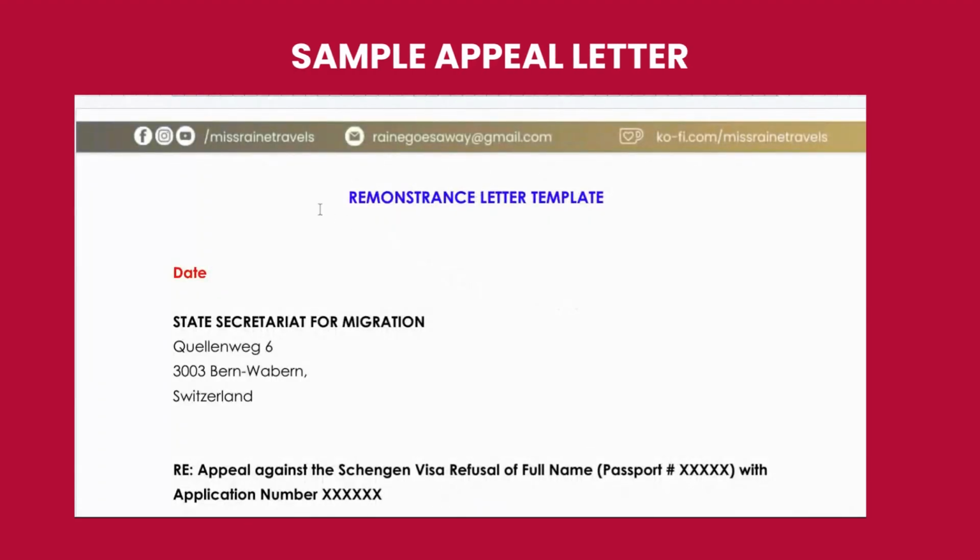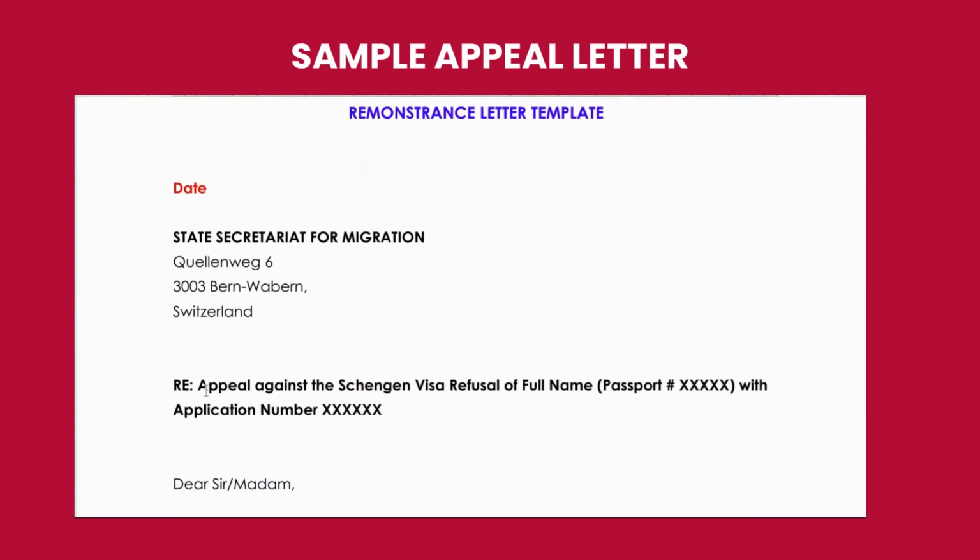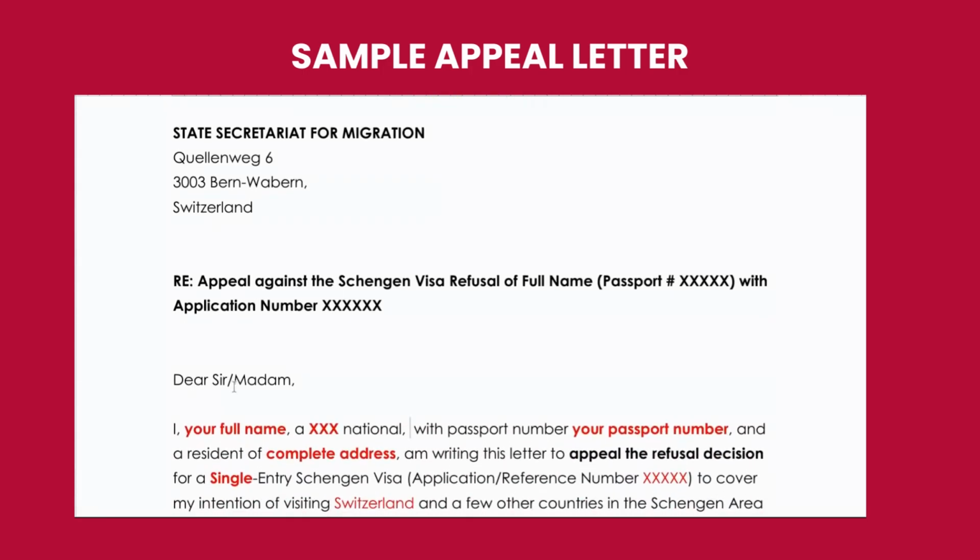This is the remonstrance letter template, or the template for the letter of appeal. First off, make sure that it's dated on the day that you will be submitting it. That's what I usually do anyways. Then make sure that you put the address of the place where you're sending it to, and the subject. The subject here is appeal against the Schengen Visa refusal of the full name of the applicant, the passport number, and the application reference number for the visa application. Salutations: dear sir or madam.